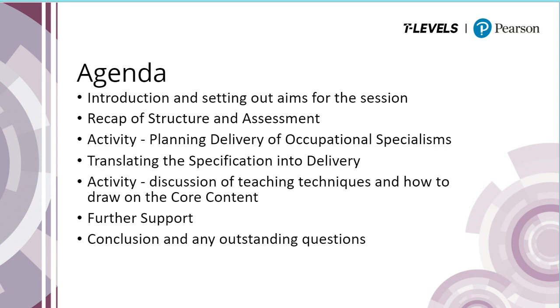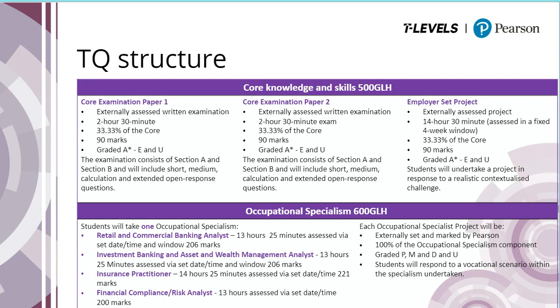So let's have a look first of all at the TQ, technical qualification, TQ for short. Let's have a little recap of the structure. I'm sure none of this is brand new information. The TQ, as I'm sure you're aware, is split into two components. So we have the core and the occupational specialism. The students must pass both components. And as you know, we're going to focus on the occupational specialism component in today's session.